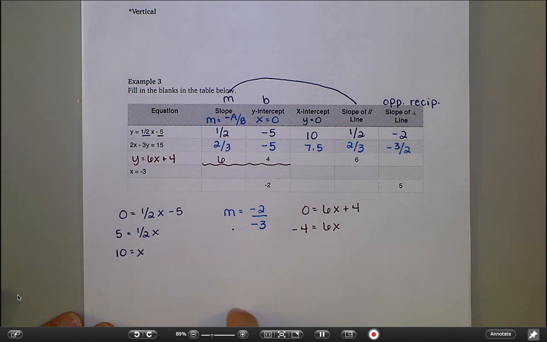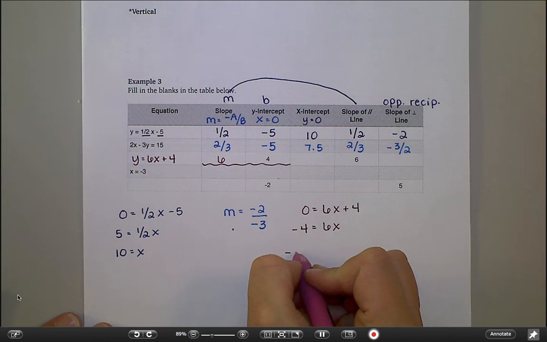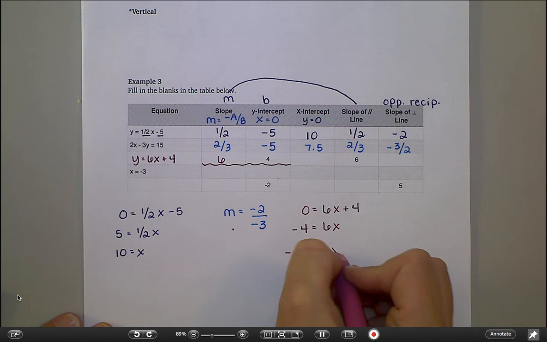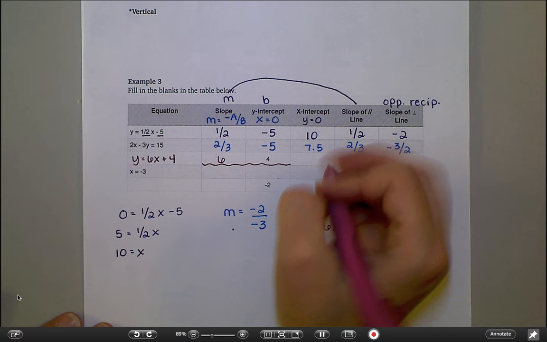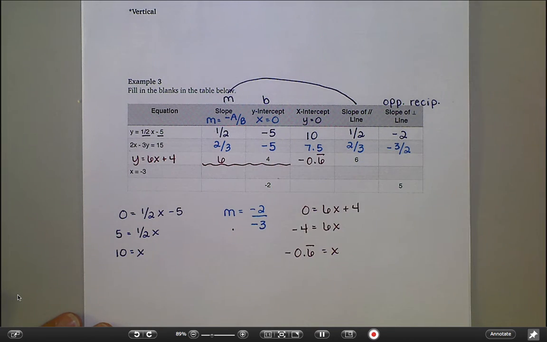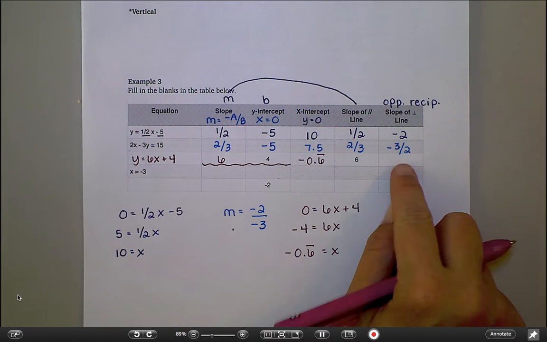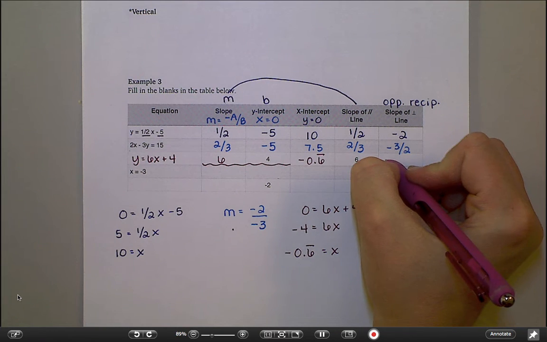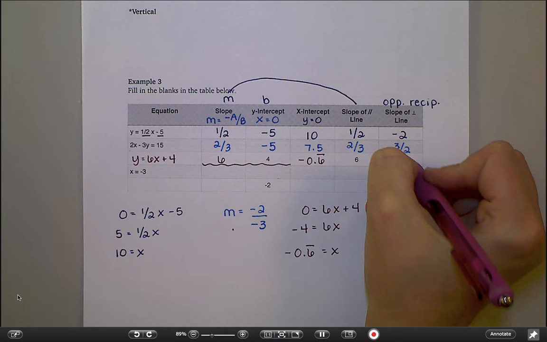I'm guessing most of you are going to type that into a calculator and get negative 0.6 repeating. Decimals are okay with me here as long as you show me that it's repeating. That would also be negative 2/3, so if you had negative 2/3 down there as an answer, that would be fine too. And then my perpendicular slope, I can just look back at this 6 and say opposite reciprocal, so that would be negative 1/6.